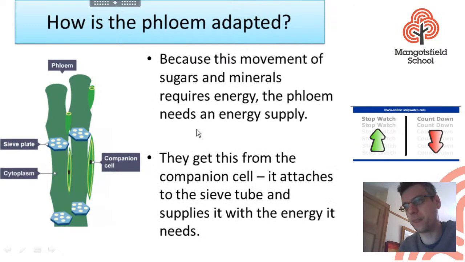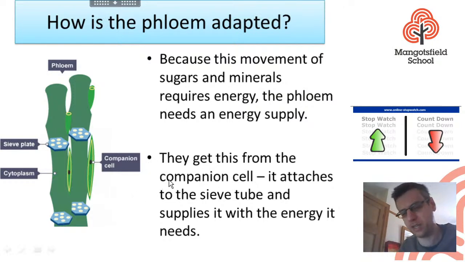Now, in order to pump along the nutrients, the plant doesn't have a heart. It doesn't have a heart pumping blood around its body. So instead, something different has to happen. There is something called a companion cell. It's almost like a little battery. It pumps energy in order to push the sugar and the minerals along. There's a process you'll learn about in year 8 called respiration, and that happens more than usual in the companion cell to provide some energy to push the sugar along.